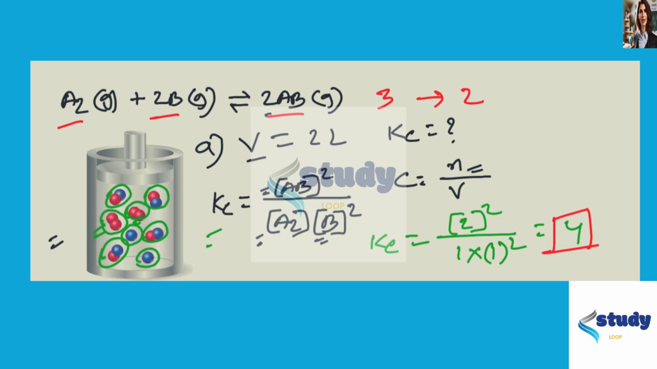So when volume is decreased, the reaction favors the side in which there are fewer molecules present. From here we can see that we have fewer molecules on the product side, the side of AB. That means if we decrease the volume, the reaction will go in the right direction and produce more AB to minimize the effect of the decrease of volume. That means decreasing the volume will increase the number of AB molecules in this reaction mixture.